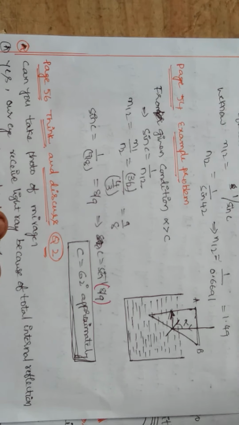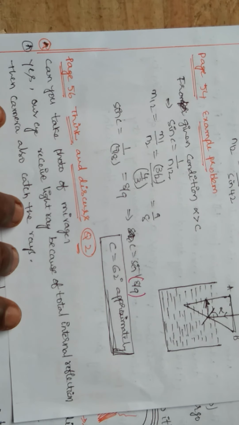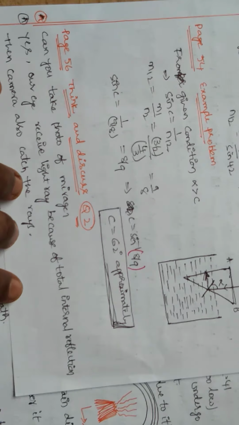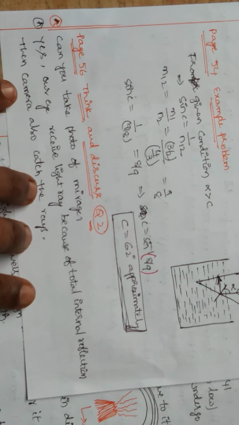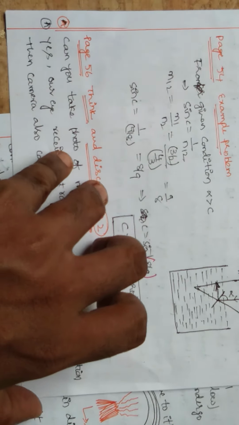The answer is yes. Our eye receives the light rays. Those light rays are coming because of total internal reflection. If we can receive the light rays because of total internal reflection, automatically we can catch the light rays through the camera also. This means we can catch the image of a mirage.